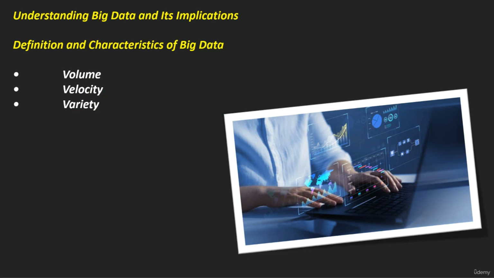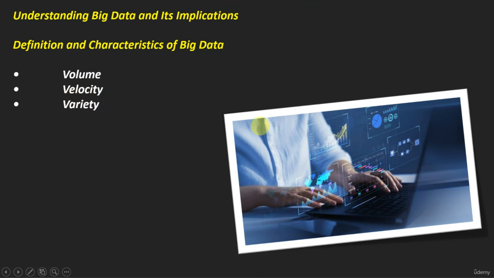Big data actually refers to the vast amount of structured and unstructured data that inundates businesses on a daily basis. This data is characterized by its volume, velocity, and variety. It's often referred to as the three V's of big data. That is three V's: volume, velocity, and variety.